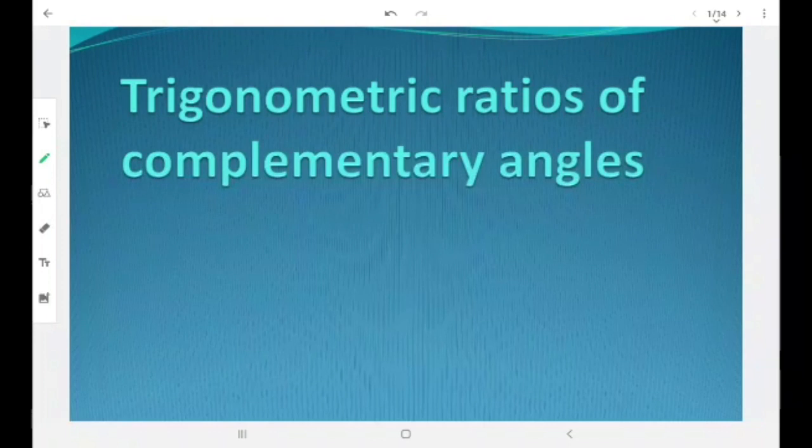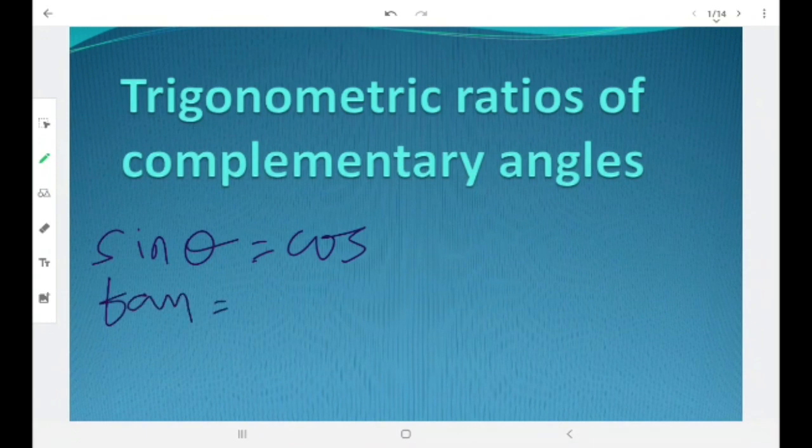Today's topic is trigonometric ratios of complementary angles. For sin theta, complementary angle is cos. For tan, complementary angle is cot. And for secant, complementary angle is cosecant. Let us see how the complementary angles are derived.